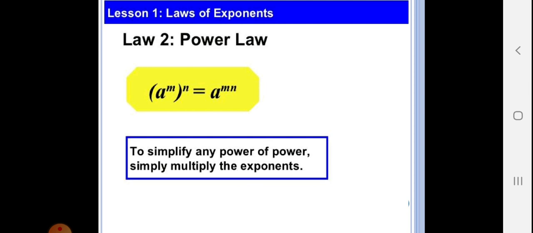Now the power law, power to power. So here it is a raised to m, to the whole n. So power to the power gets multiplied. So m into n becomes a raised to mn. To simplify any power of a power, simply multiply the exponents.